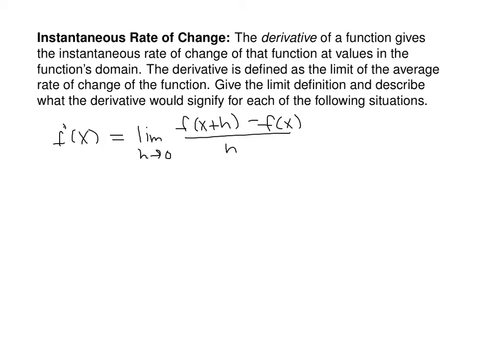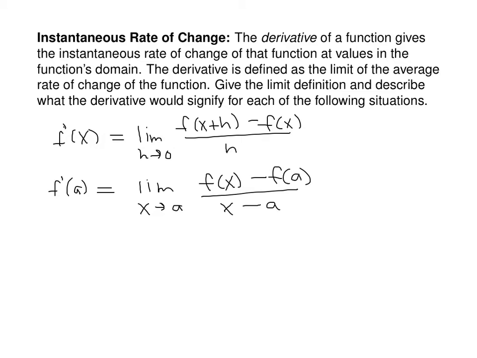Another way to define this is f prime of a, where a is a particular x value, is equal to the limit as x goes to a, f of x minus f of a over x minus a. And the second one is a little easier to see how that relates to that whole average rate of change business. F of x minus f of a, that's delta y. X minus a, that's delta x. And the whole x going to a part, that means that the distance between the delta x is getting smaller and smaller and smaller because x and a are getting closer and closer together.